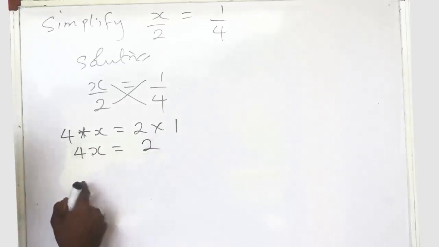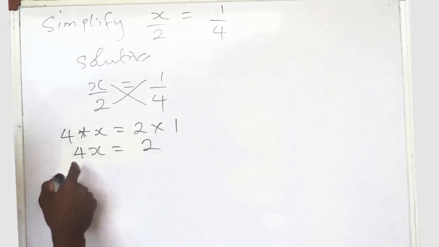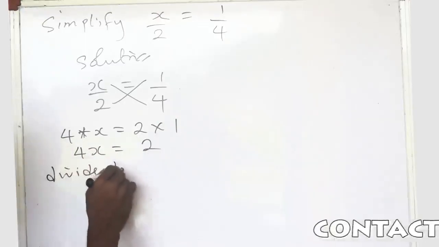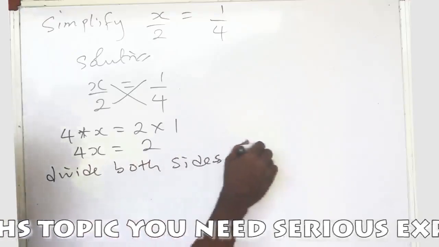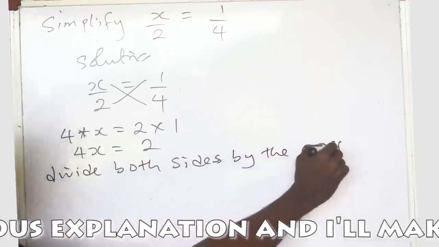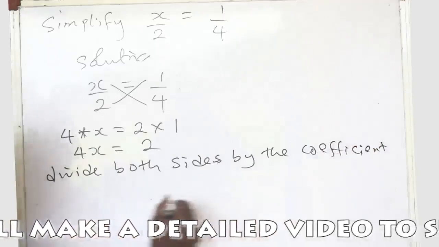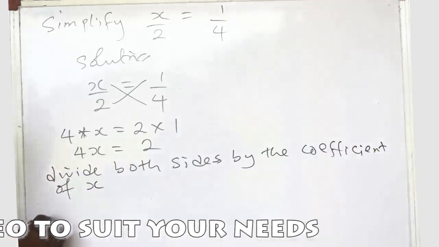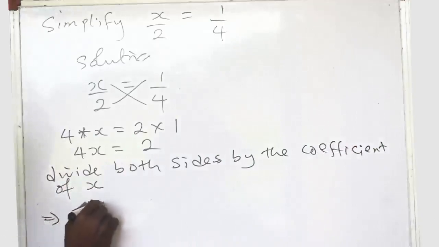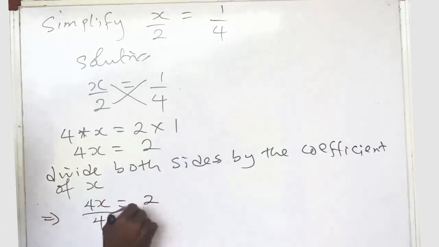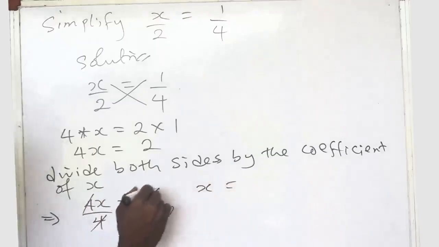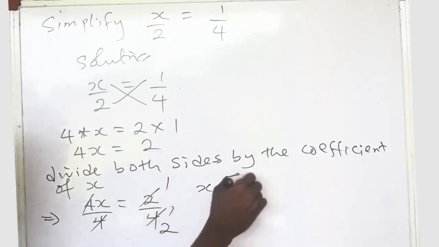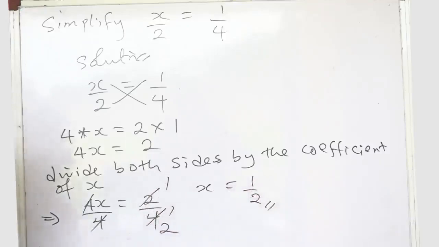So we are looking for x. To get x, we have to get rid of this 4. We say divide both sides by the coefficient of x. So you divide both sides by the coefficient of x. It implies that 4x divided by 4 will be equal to 2 divided by 4. 4 cancels 4, leaving x, equal to 2 divided by 4. 2 can divide itself once, and 2 can divide 4 twice. We have 1 over 2. So the answer is 1 over 2.